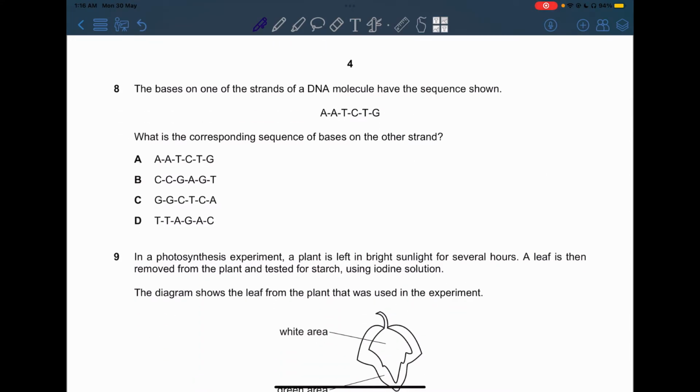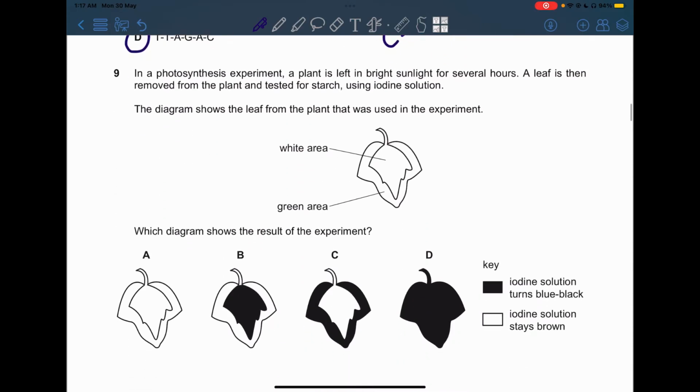Question number 8. The bases on the strands of DNA molecule have the sequence shown. What is the corresponding sequence of bases on the other strand? Now, we do know that the A pairs with T and the C pairs with G. So we have to be pairing both A's with T's, and then the T is going to be pairing with A, the C is going to be with a G, and then the A is going to be with a T, and again C. So we have to choose something with the double T's in the front, so that's going to be D.